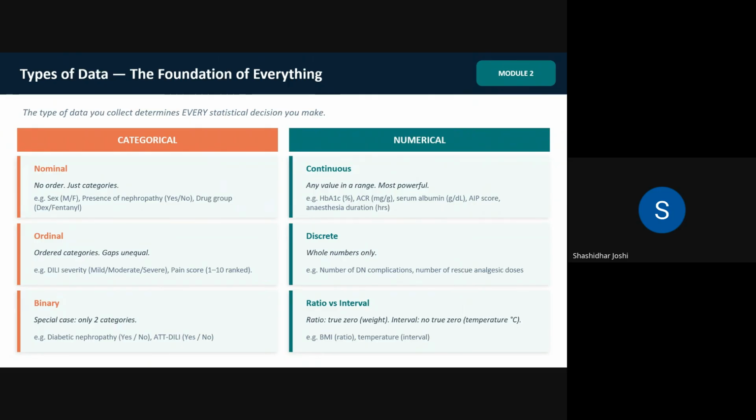Okay, then comes ratio or interval, for example weight and temperature. These are ratio or interval data. For example, BMI is always a ratio. Temperature is a kind of interval. So that's how it is viewed in this particular category. So in summary, two types of data on a broader level: categorical and numerical. Categorical: nominal, ordinal, binary. Numerical: continuous, discrete, ratio.